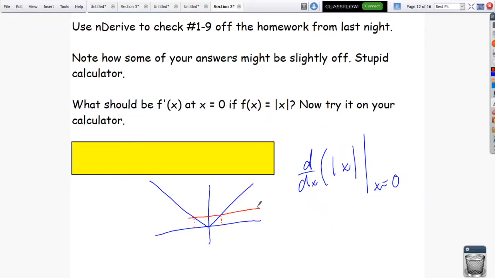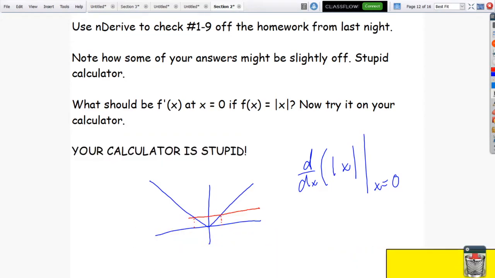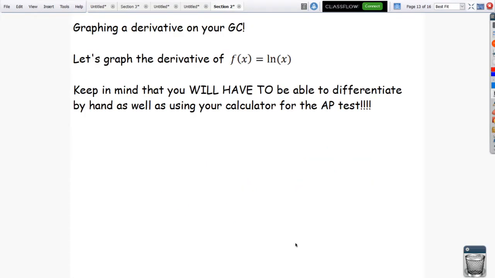So sometimes you get dumb stuff like this right here. Let's see. Your calculator is stupid, in case I haven't said that enough this year. I try to, but sometimes I forget. Ooh, you know what? You can actually graph a derivative on your calculator. So you can find the graph of a derivative on your calculator.